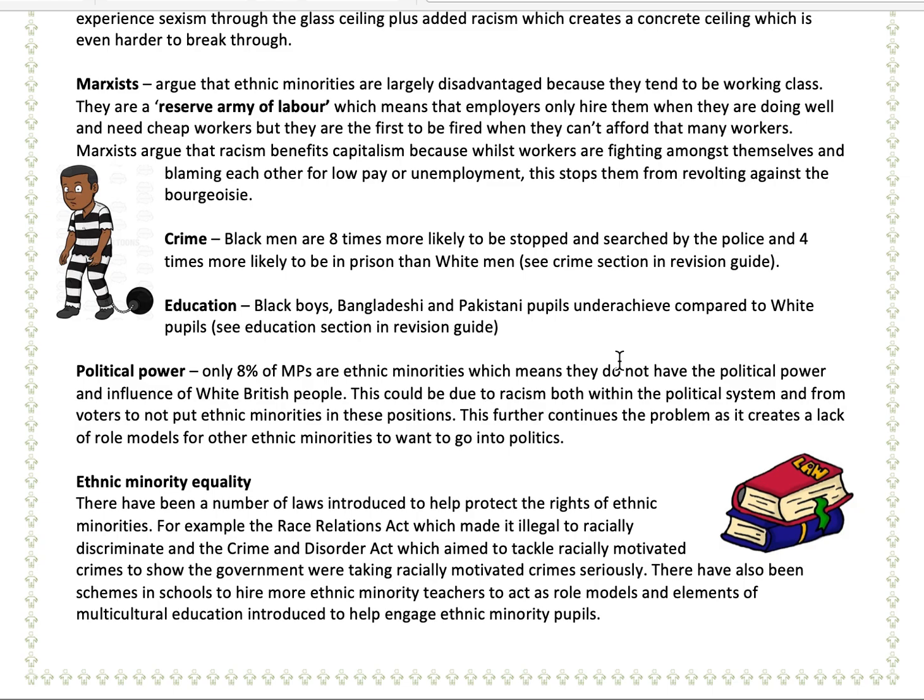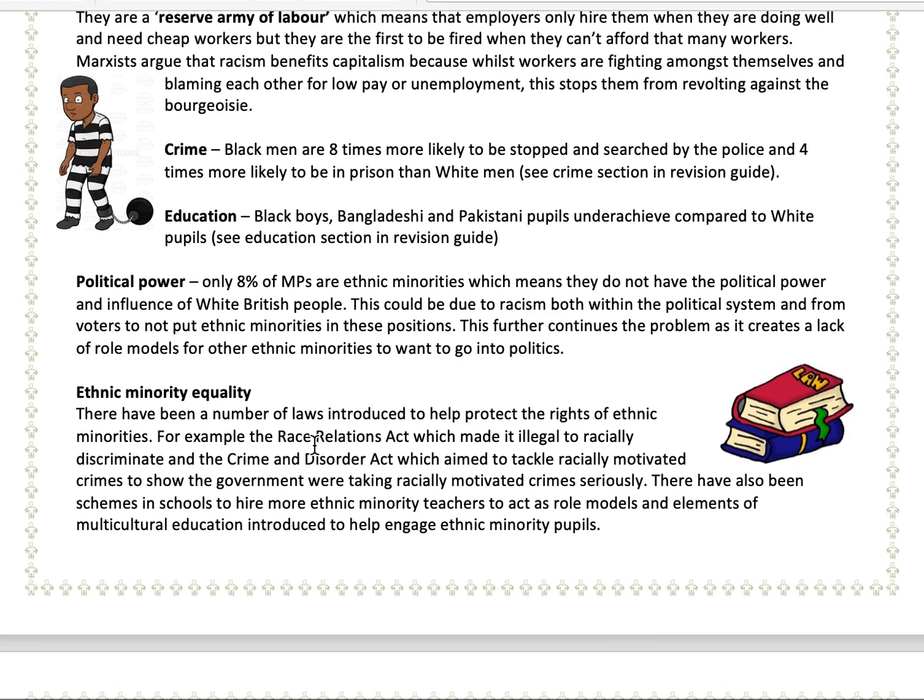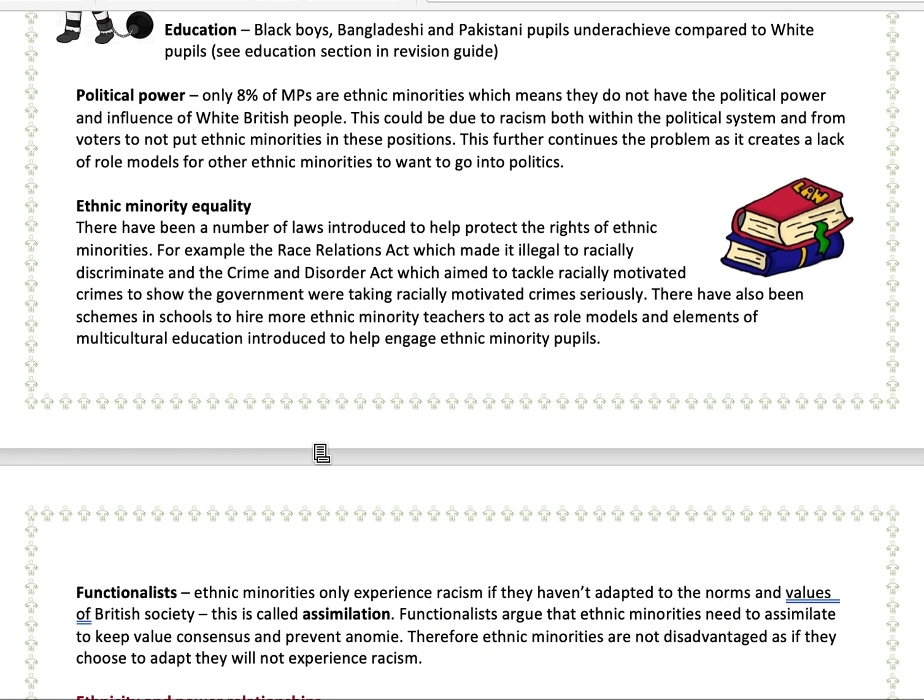Equality, so laws. The Race Relations Act is the main act that you can use. You could just refer to the Equality Act. The Crime and Disorder Act aimed to take institutional racism and racial hate crimes more seriously. You could say a shift towards decolonising the curriculum, multicultural education, etc.